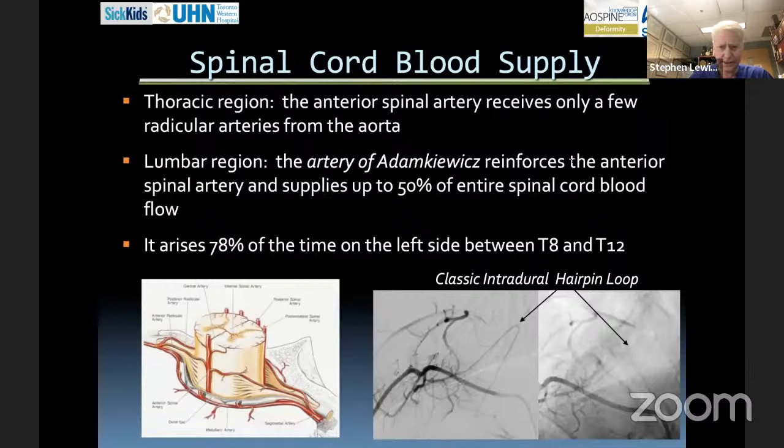It usually comes out on the left between T8 and T12. And if you did an angiogram at that level, what you can see is that it has this hairpin loop, which is classic for the thing. The other thing that's important to understand is that the blood supply actually comes in with the nerve root to get intradural. So cutting a lot of thoracic nerve roots may be impairing some of your blood supply. So the way it reaches the spinal cord will be through the nerve roots coming in.